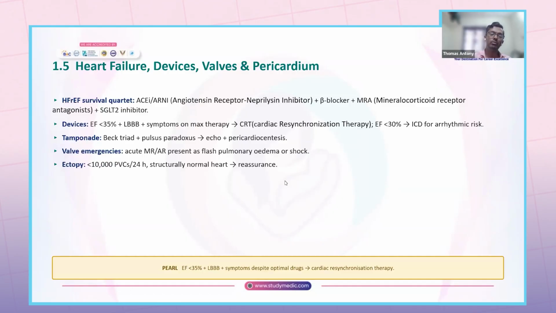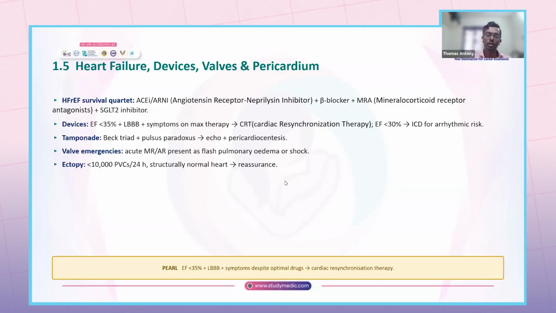Now coming to the devices. If the patient has an ejection fraction of less than 35%, along with a left bundle branch block, and symptoms on maximum therapy, then we have to think in terms of cardiac resynchronization therapy. If ejection fraction is less than 30%, you have to consider ICD in case you are suspecting arrhythmic risk.